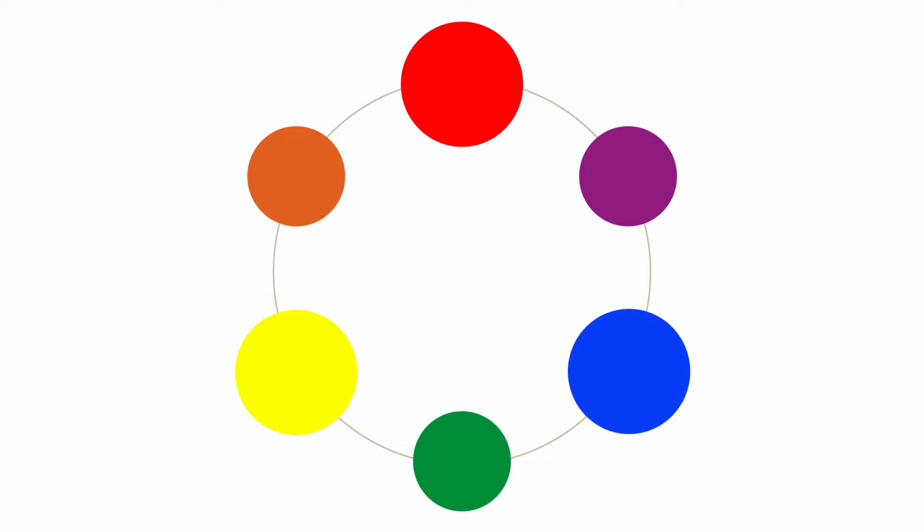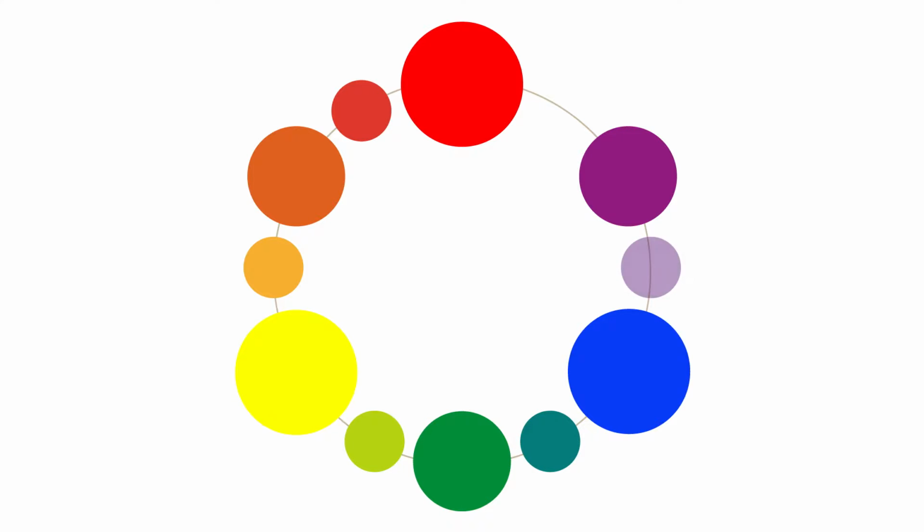Tertiary colors are a combination of a primary color and a secondary color. When you're naming a tertiary color, the primary color is always named first, such as red-orange and yellow-green.